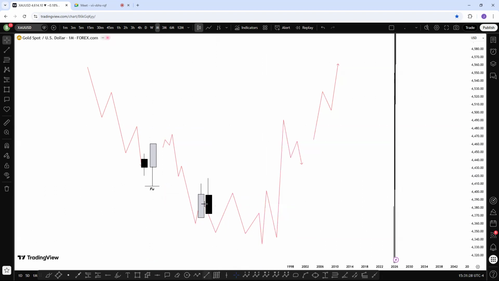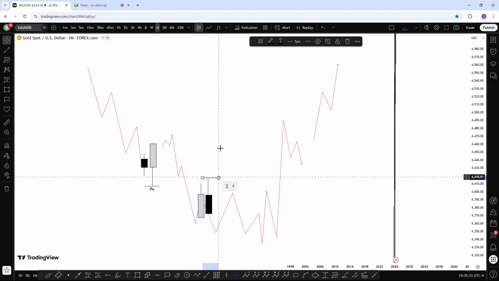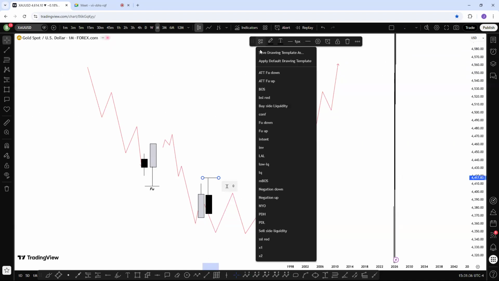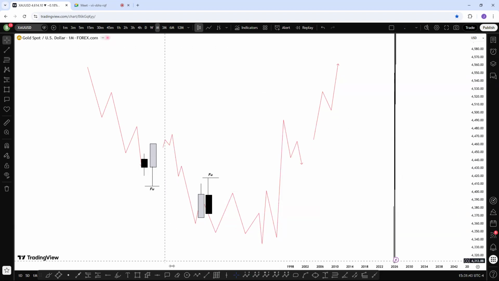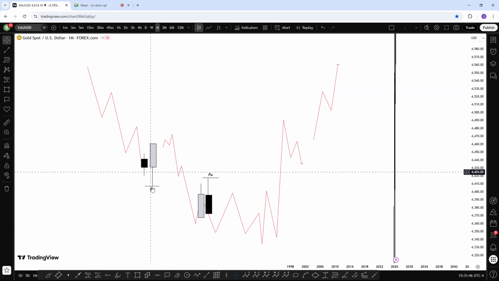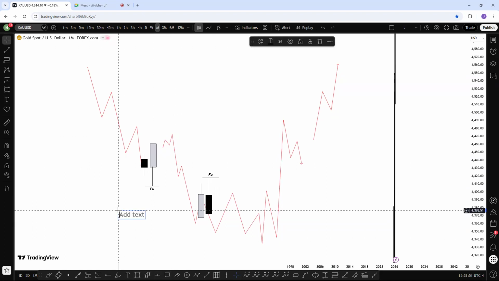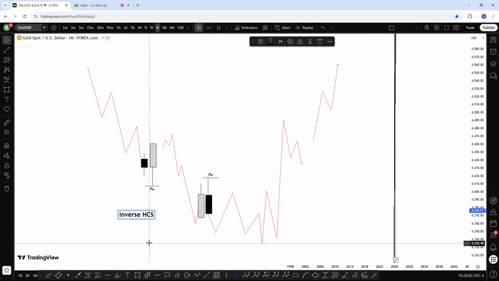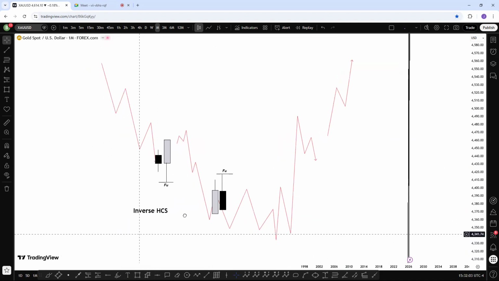Then you have, for example, FU to the downside. As you can see, it was tested in inverse form, okay? So this is another form of HS, okay? That's how we call it, okay?